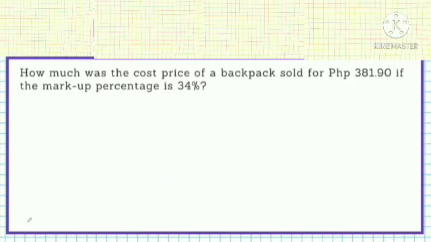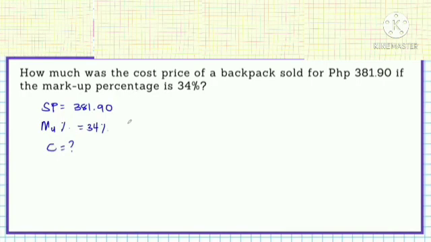Now we have gotten the selling price of our monoblock table, which is 672 pesos. Okay, for example number 2: how much is the cost of a backpack sold for 381.90 pesos if the markup percentage is 34%? We are given the selling price, which is equal to 381.90 pesos, and the markup percentage, which is equal to 34%.